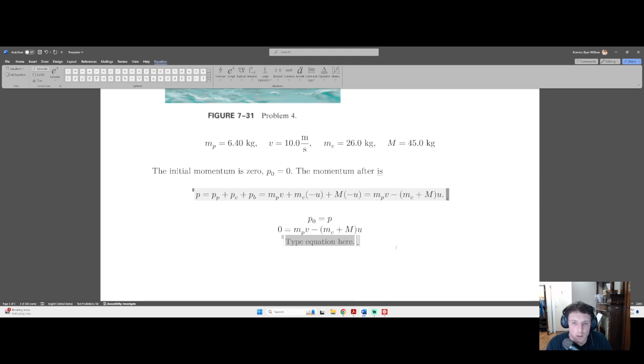Okay, so then what we want to do is rearrange this a little bit. I'm going to move the negative term to the other side here. So we just find something like this. And then u should be, I want to write this somewhat suggestively here, m of the package divided by m of the child plus m of the boat, times v. So notice that here I have a mass over a sum of masses.